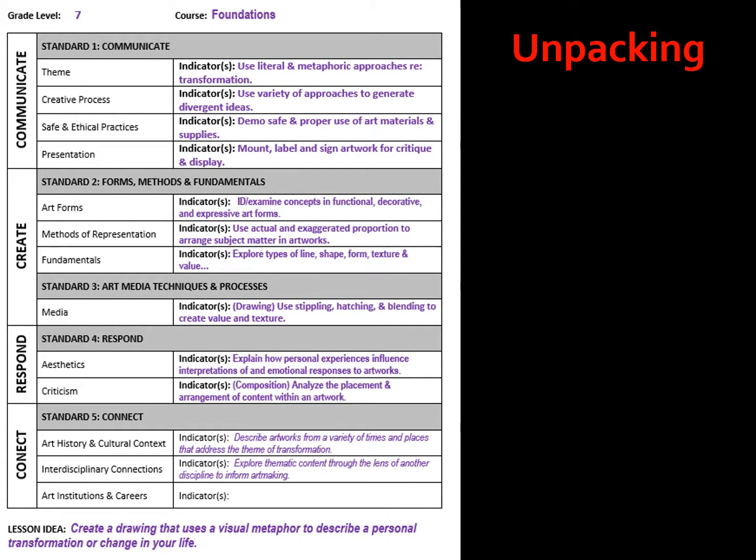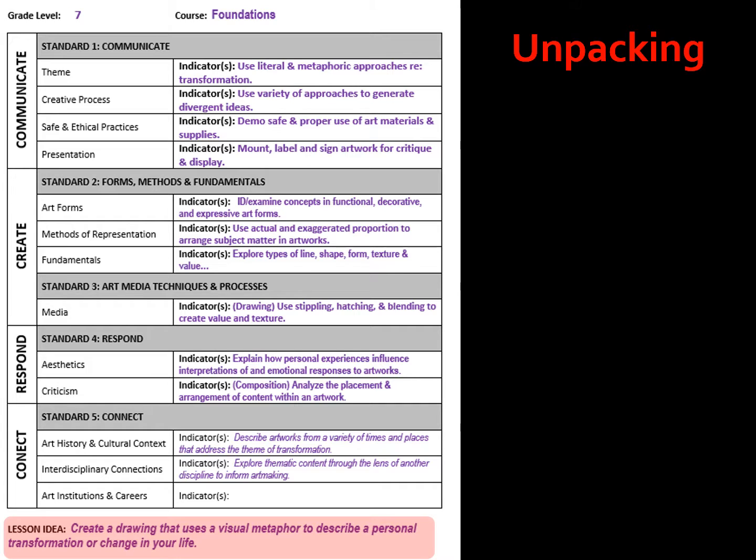Indicator language in the POS is fairly broad. It makes sense to choose how it will be interpreted within the context of your lesson. This may require unpacking indicators to get at the specific learning you want students to achieve in a lesson. For instance, in this lesson, for a 7th grade foundations class, the teacher wants students to explore the theme of transformation in a drawing lesson.